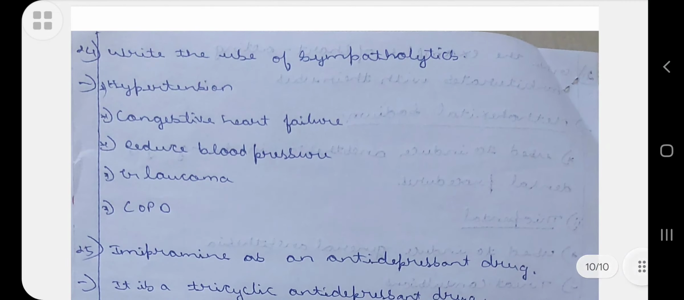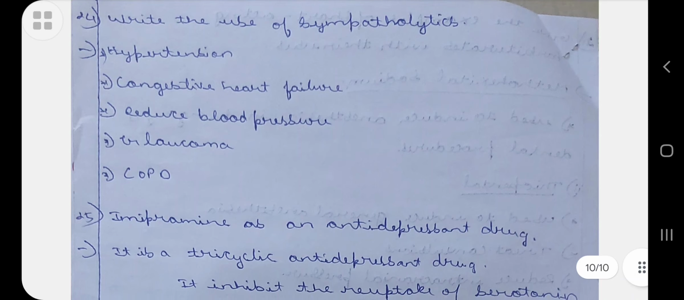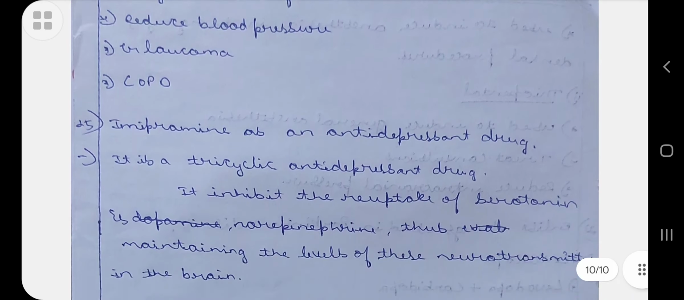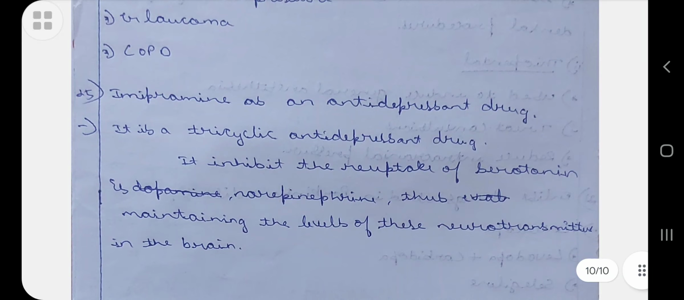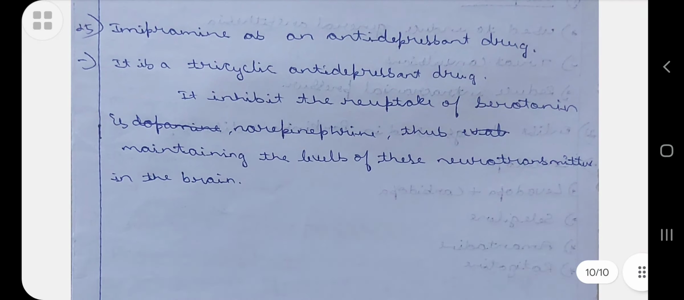Write the uses of sympatholytics: hypertension, you can use in congestive heart failure, glaucoma, or COPD, pulmonary disorders. Then imipramine as an antidepressant drug. It is a tricyclic antidepressant drug. It inhibits the reuptake of serotonin.